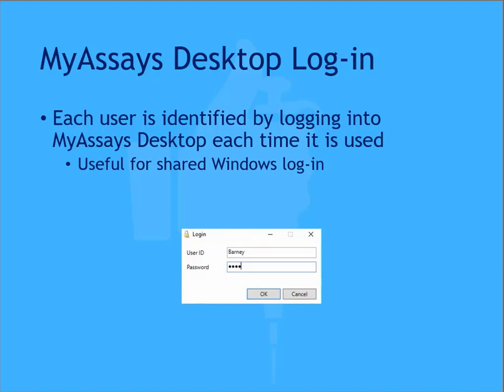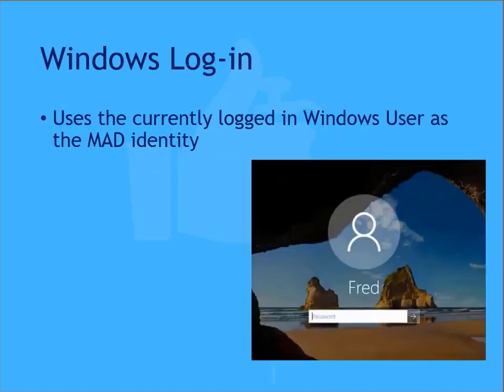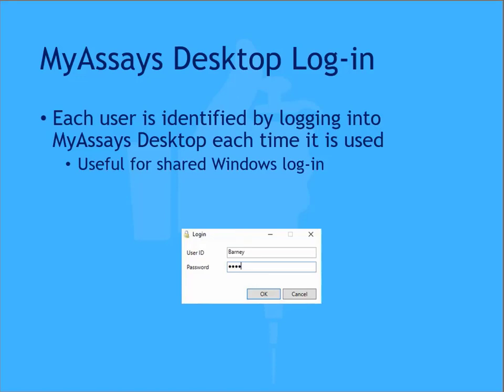You can define which authentication method to use. The best method will depend on your laboratory's configuration. Logging in through the Windows account is useful if each user has a separate Windows account. But if your computer is configured with a single general Windows account like Lab User, you can create separate user accounts or use existing Windows accounts with MyAssays, requiring the user to log into the MyAssays Desktop application each time.